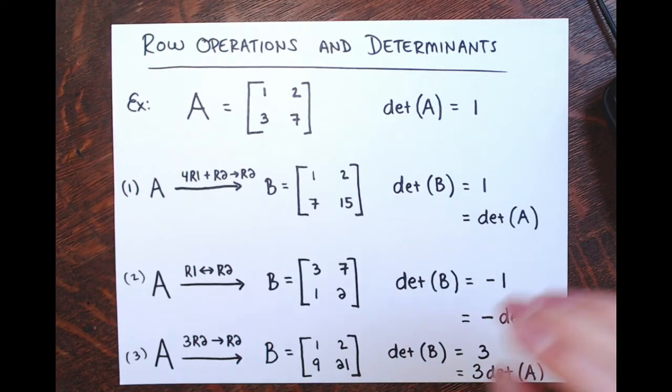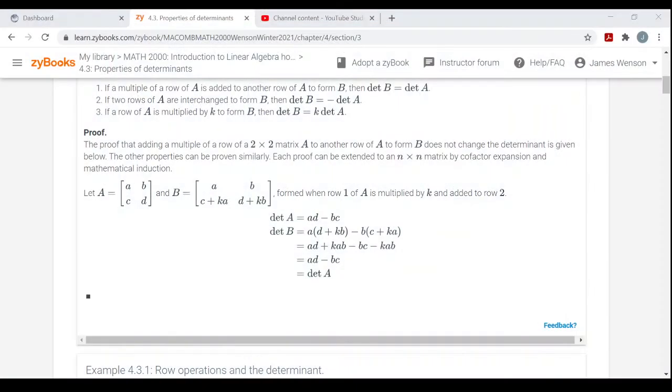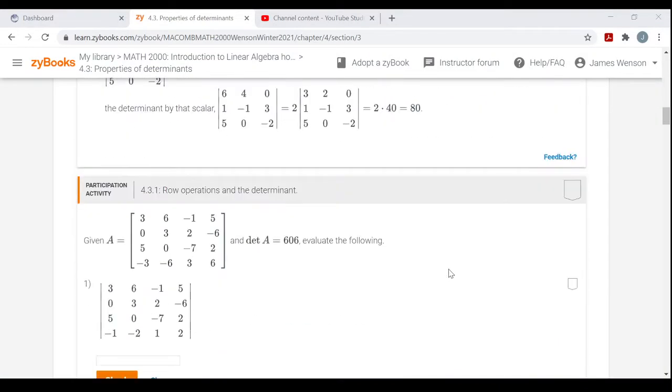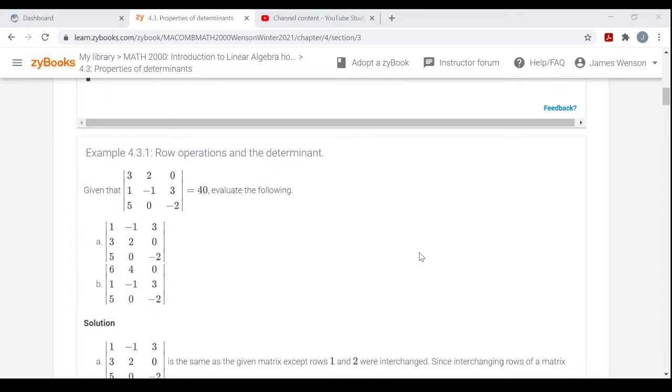Okay? All right. So let's take a look at their example. And then we'll maybe get into, I think they have an activity after. All right, so look at this example. Now we are told that the determinant of this 3 by 3 matrix is 40. And they're asking us to find, knowing this, the following determinants. So you have two of them here. So part A, you have the determinant of this 3 by 3 with 1, negative 1, 3, then 3, 2, 0, then 5, 0, negative 2. Now look, compare these. The third rows are the same, but you see how the first and second rows are just switched?